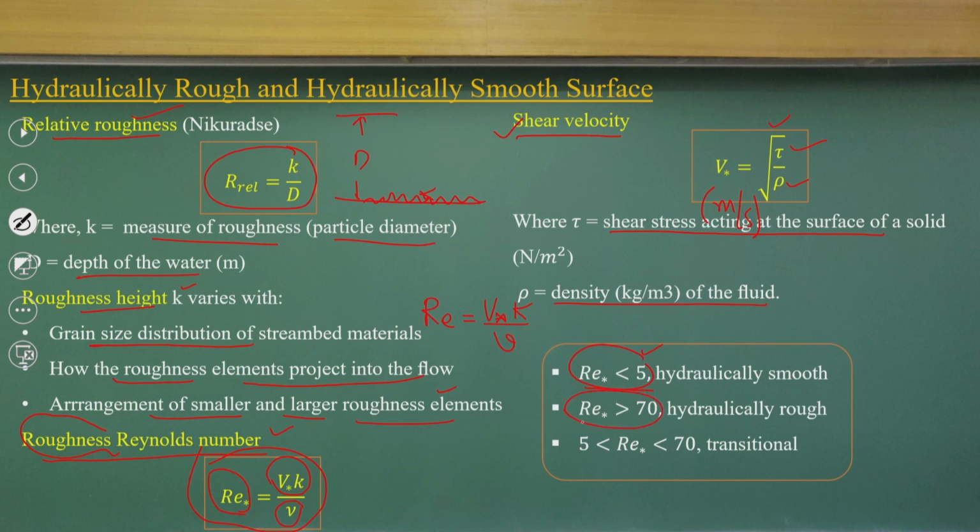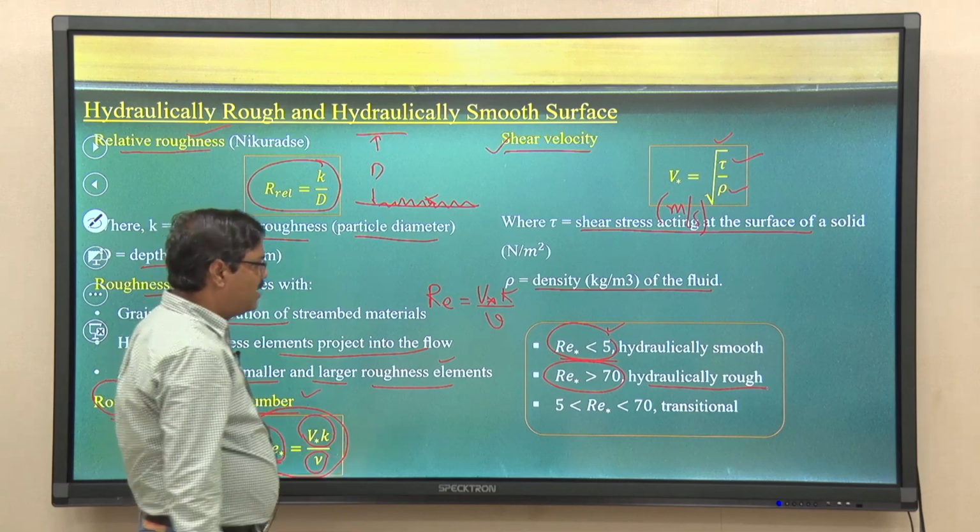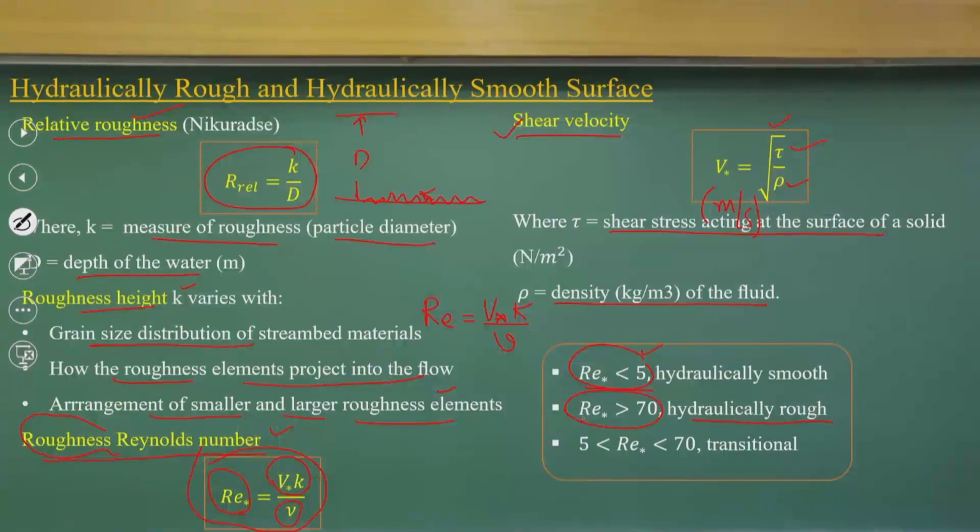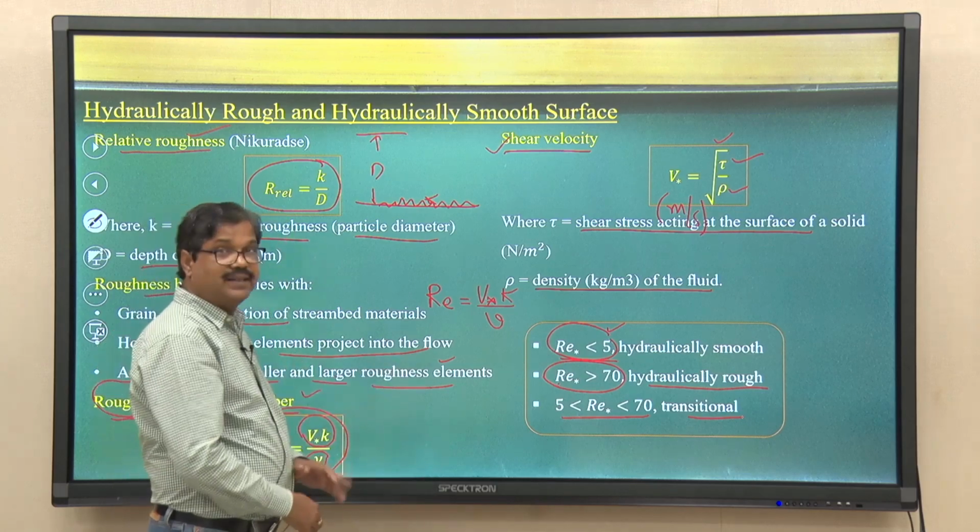If the roughness Reynolds number is greater than 70, we have hydraulically rough conditions. That is what we so often have in river systems, because most of the time that condition prevails. Or we can have something in between, which is the range of roughness Reynolds numbers between 5 and 70.